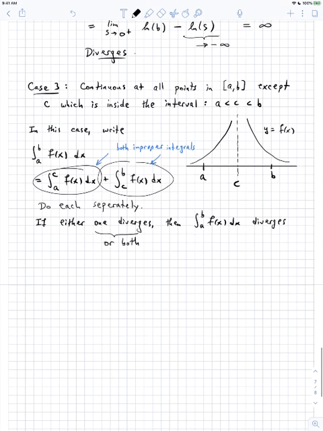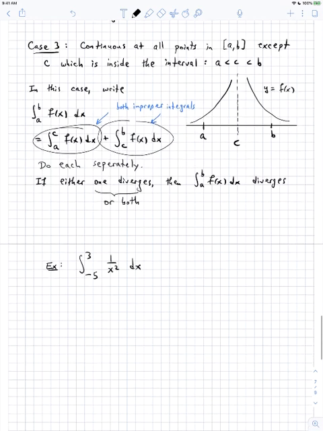So if we look at an example, let's say the integral from -5 to 3 of 1 over x squared dx. In this case, we would write this as the integral from -5 to 0 of 1 over x squared dx, plus the integral from 0 to 3 of 1 over x squared dx.